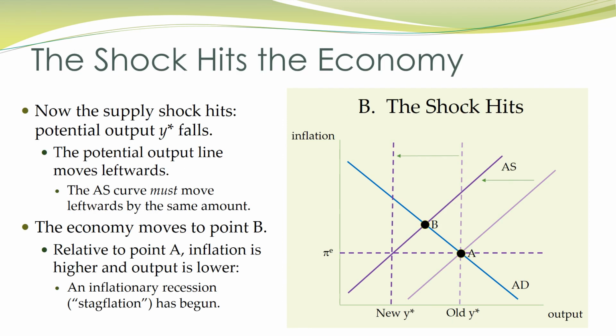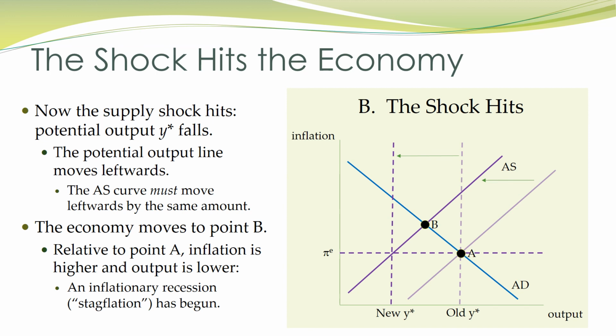Suddenly, a supply shock hits. This lowers potential output Y star, moving the potential output line leftwards as shown. Because the AS curve must pass through the intersection of the potential output line and the expected inflation line, the AS curve must move leftwards in lockstep with the potential output line as depicted.